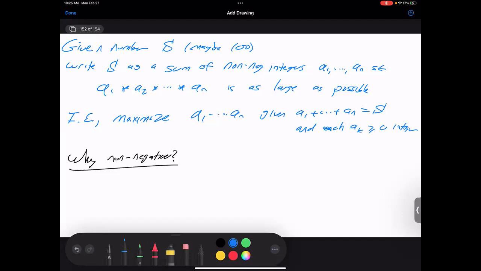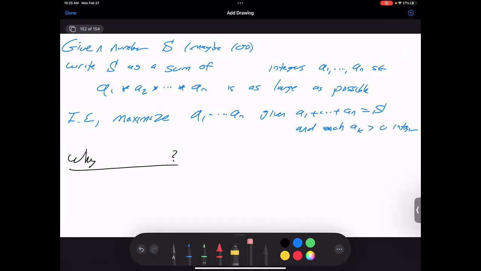Oh, wait, did I say non-negative? Oh, I'm sorry, I said non-negative. My fault. I don't want to say non-negative. What did I mean to say? That's my fault, not your fault. I meant to say not non-negative, but something very close to non-negative. Positive.